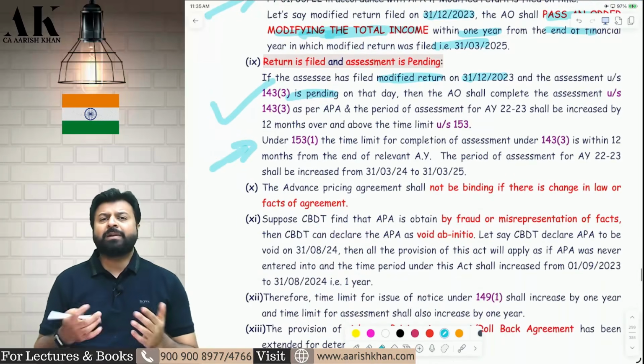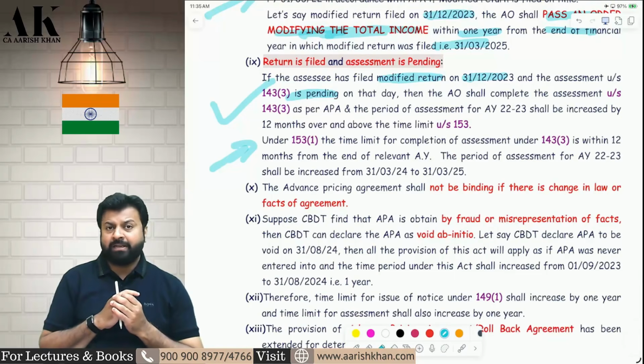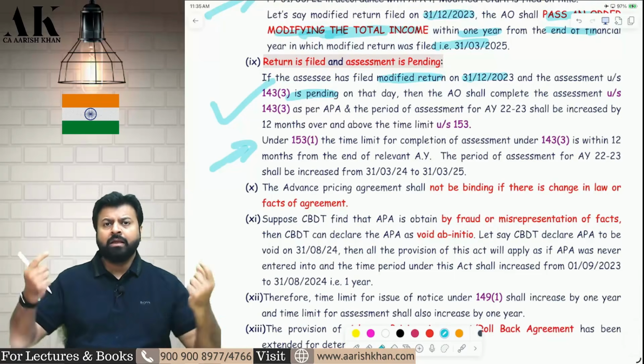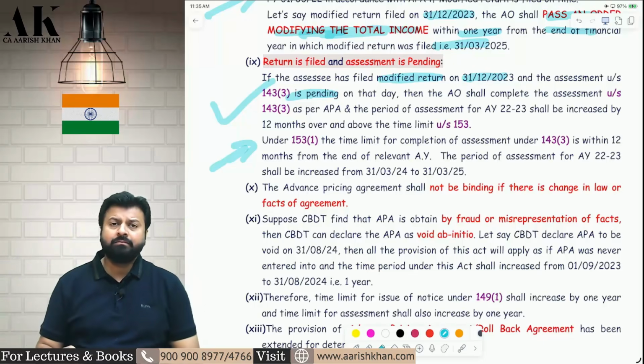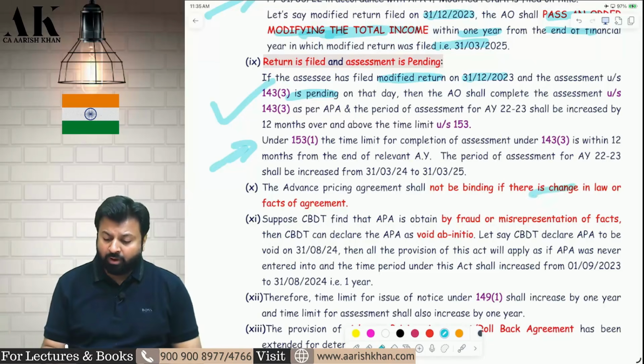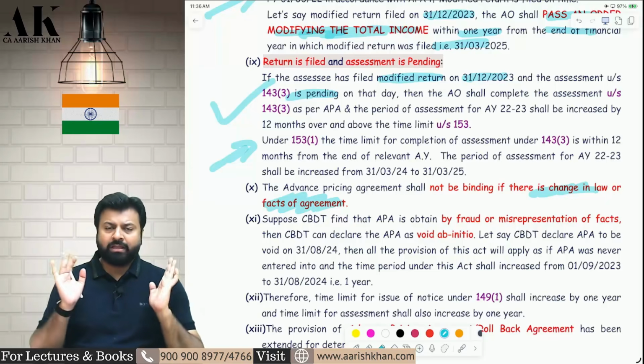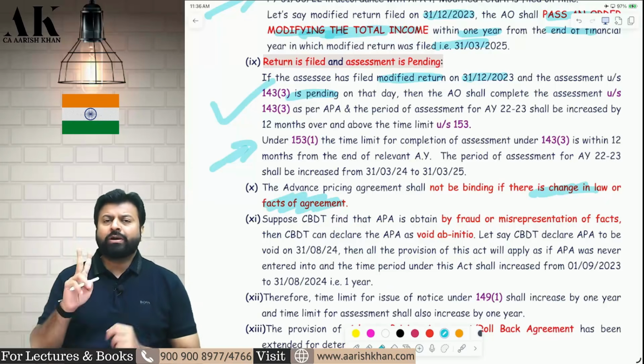Now, whatever is written in the advance pricing agreement, is it binding on everyone? Yes, it is binding. It is binding on the AO, it is binding on the assessee, it is binding on the TPO, it is binding on the CIT. But in two cases, it is not binding. If in future there is a change in law or there is a change in facts of the agreement, then it is not binding on the department. So in two cases, it is not binding.